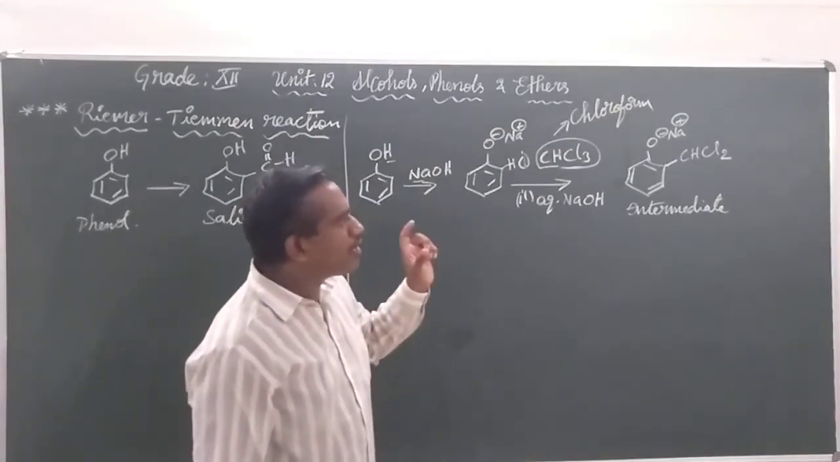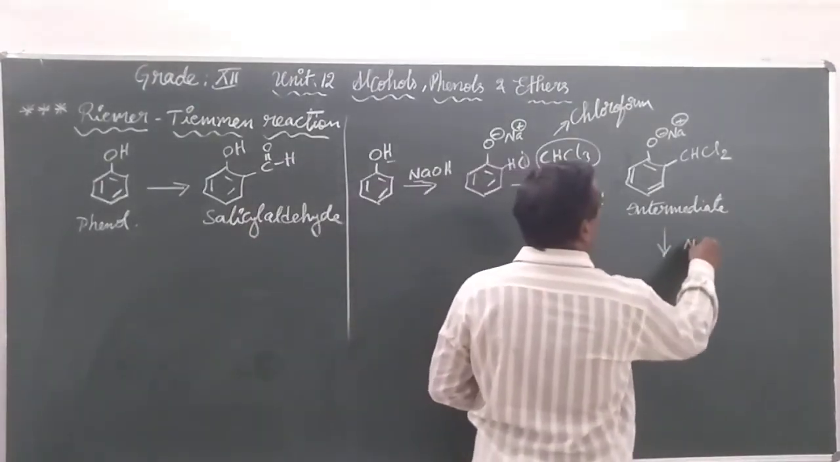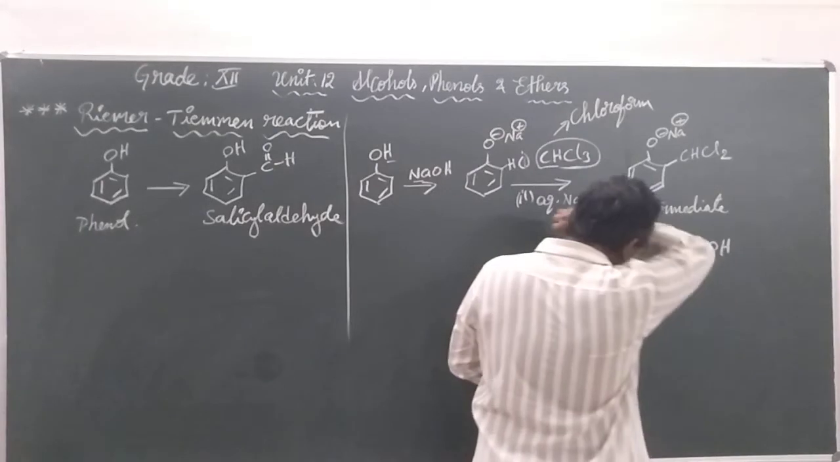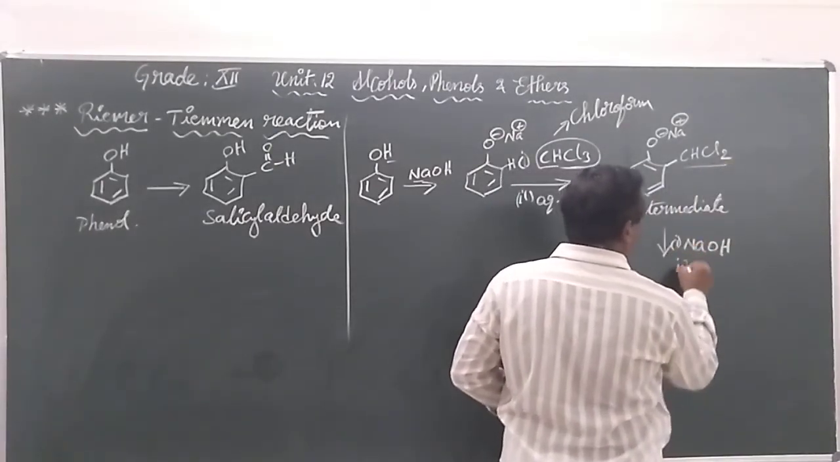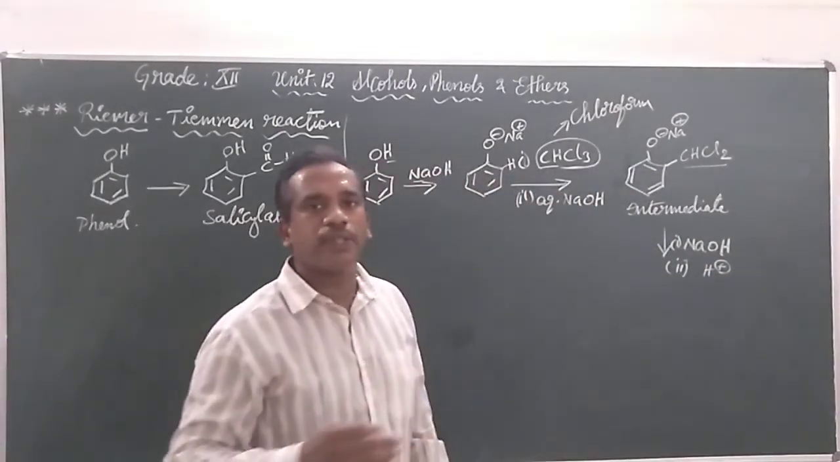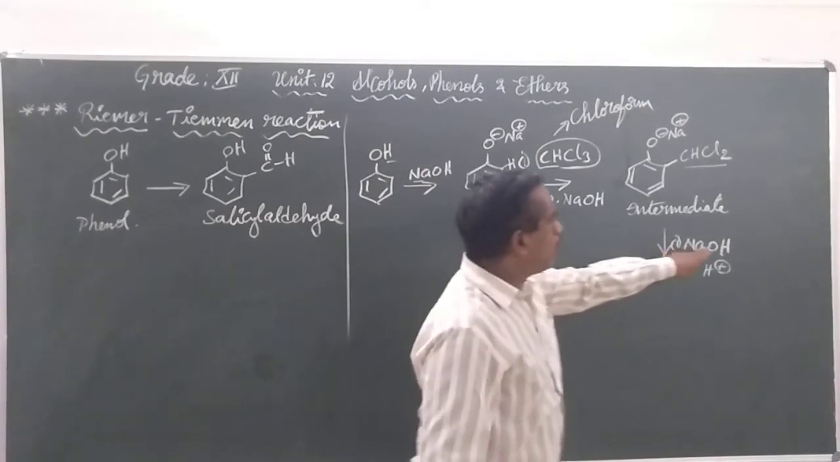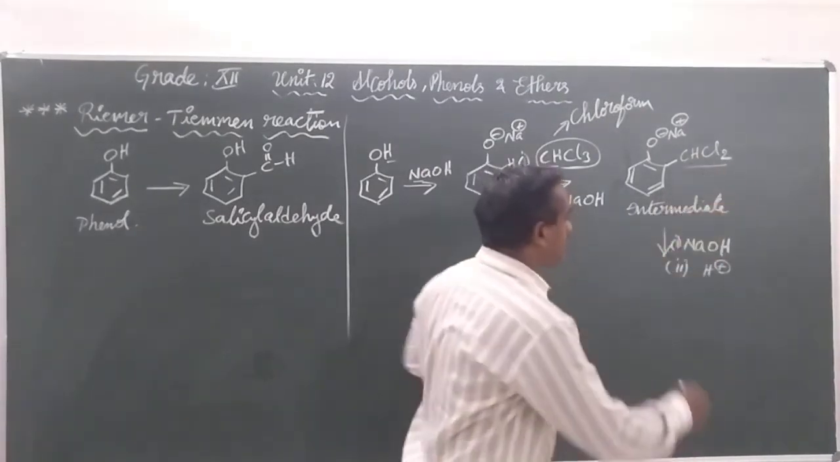Now, for this intermediate, we still add sodium hydroxide. Once we add sodium hydroxide followed by any mineral acid, that is going to give H plus ion. The sodium hydroxide will make the CHCl2 group the aldehyde group.